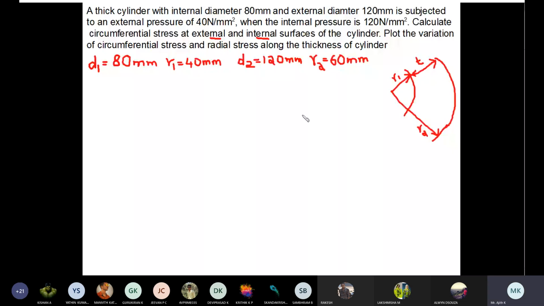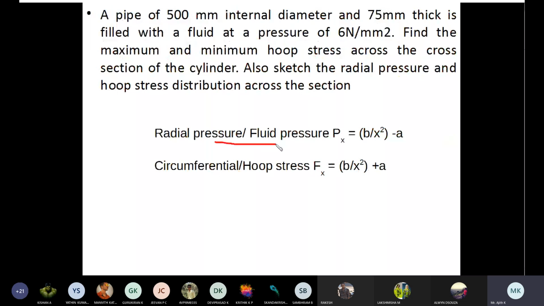Then in the second sentence, it is given that the cylinder is subjected to external pressure of 40 Newton per mm square and internal pressure is 120 Newton per mm square. And in the previous slide, I told you this external pressure, internal pressure, radial pressure, fluid pressure, all these are the same, and that is Px. So Px value is given in the question. Px value at two different points are given.